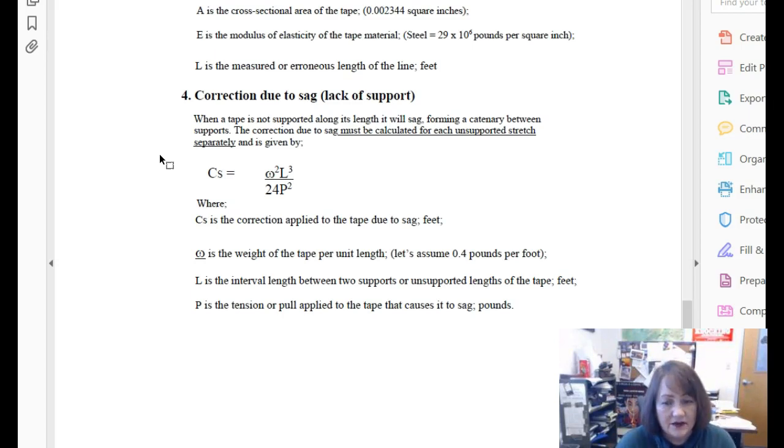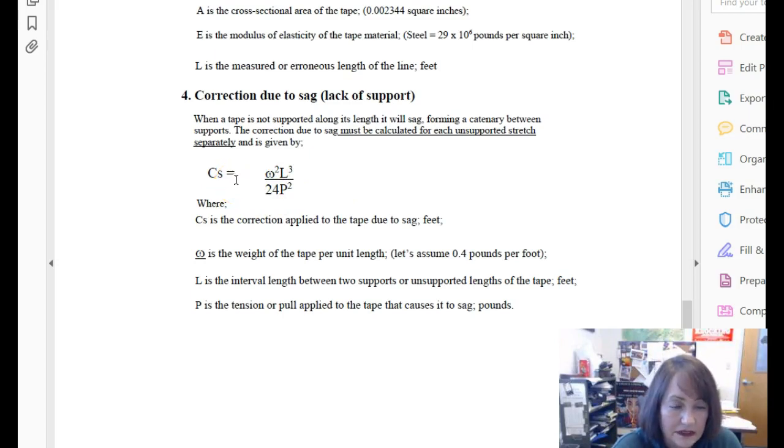But here's the other part. If you have a tape that's 100 feet long and you pull 300 feet, every time you pull that tape, you're going to get a sag. So for this correction, C sub S, if you had a 100-foot tape and you pulled it 3 times for 300 feet, you can't just multiply this. You have to do it for every time you pull the tape. So you can't put in 300 here. You would have to do this correction and then multiply it by 3.